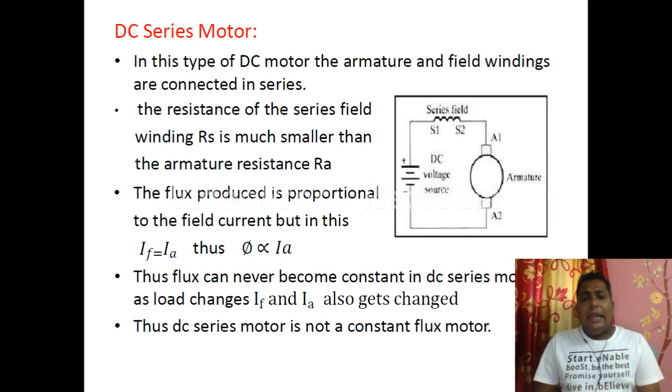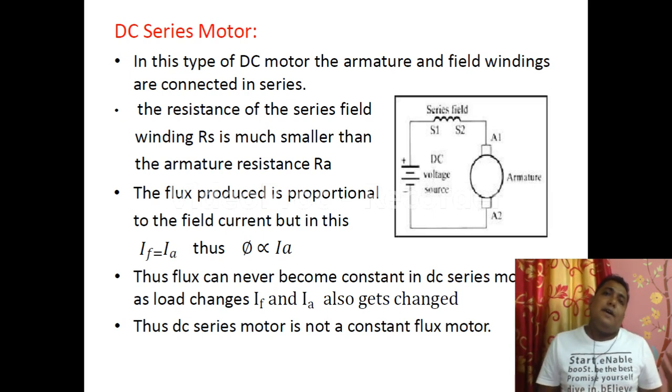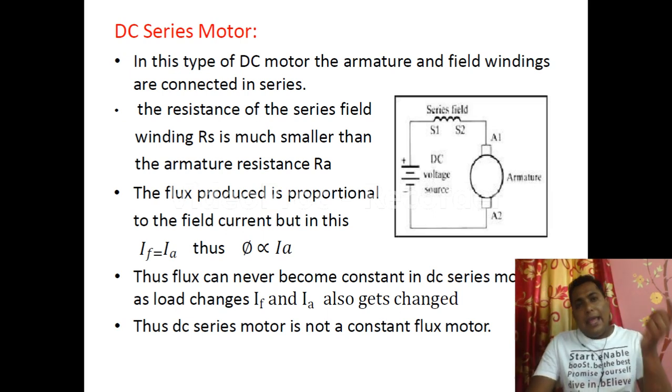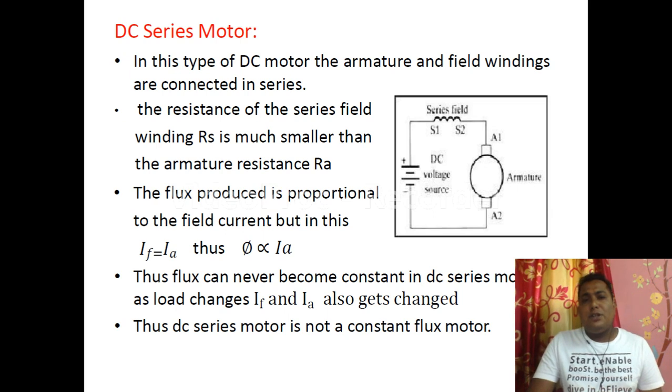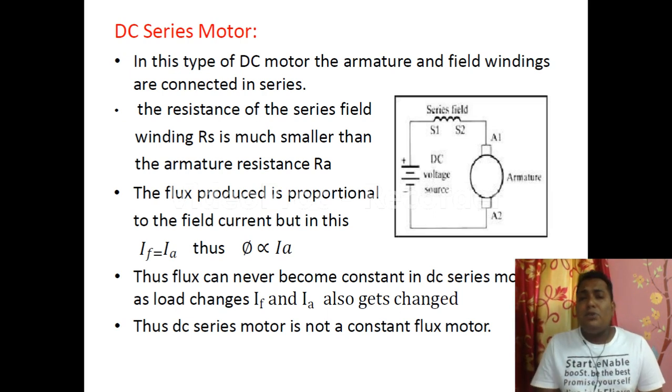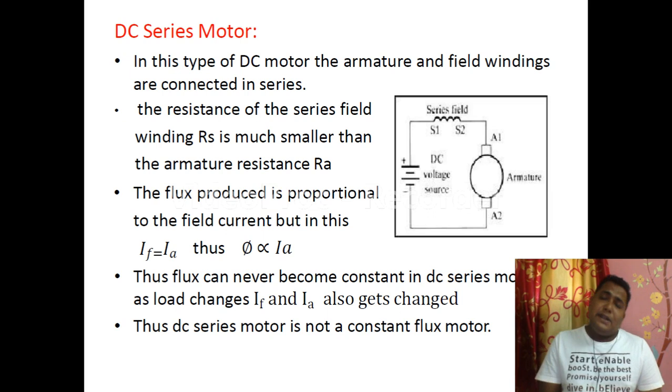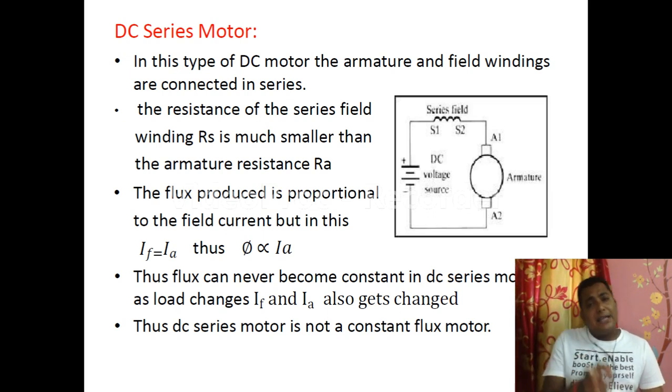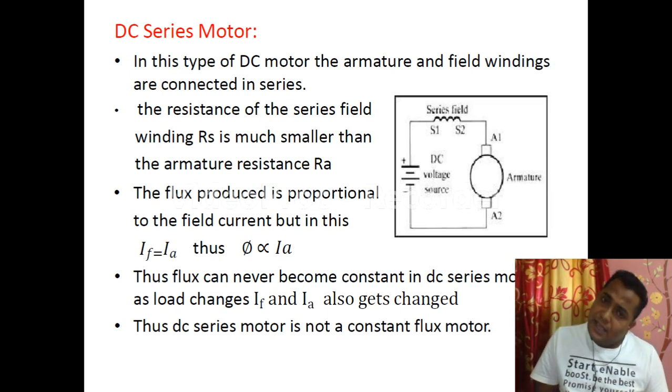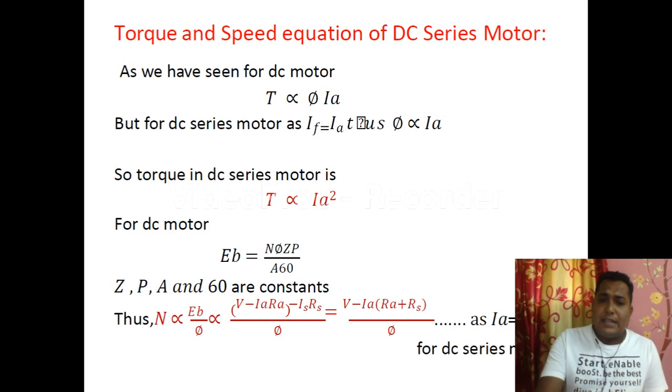Now again, this flux is directly proportional to the field current. Now here in this particular series motor, what is field current? Field current is equal to armature current. Why? Because this is a series motor, so field current is equal to armature current. So we can say that in this particular type of machine, this flux is directly proportional to the Ia, correct.